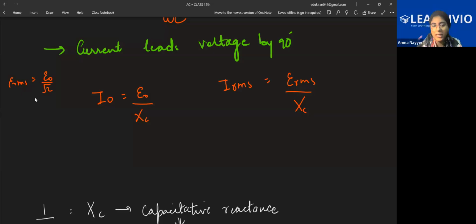Please revise. Otherwise, your test marks will be hampered, class. You want to score well in the upcoming test, you should score good. Fine, we are focusing on your exam also, so you should also study. Please study the first portion which is done and this portion. Both the things I will ask you.